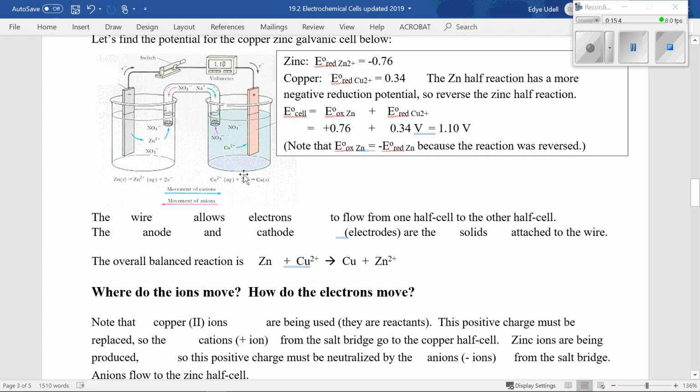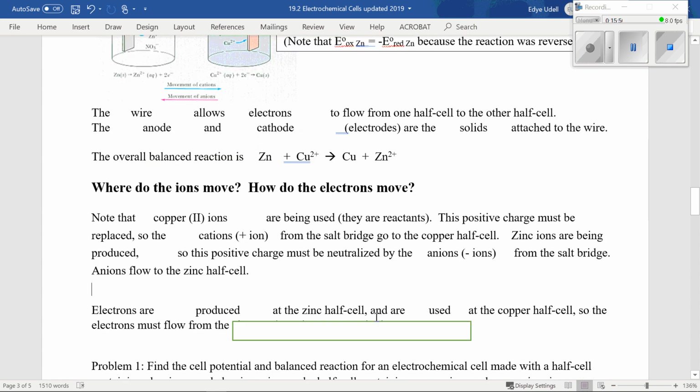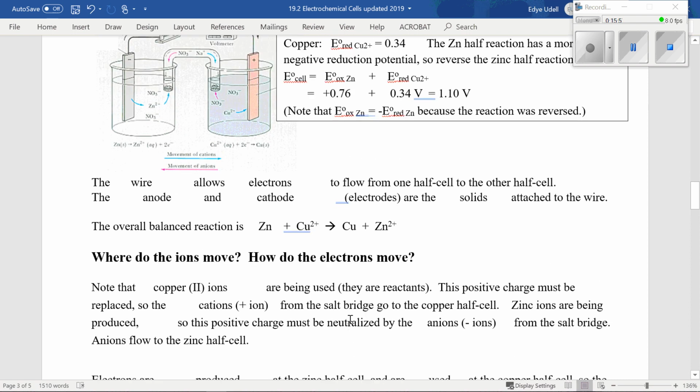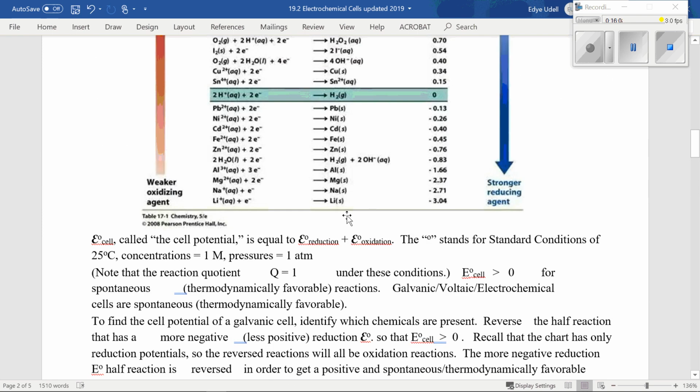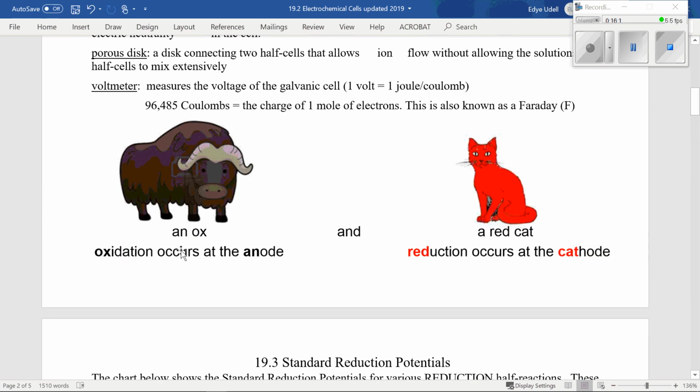Right? We need electrons over here. Electrons are a reactant on this half cell. So electrons are being made here and they're heading over to the other side. So electrons are flowing from the zinc anode to the copper cathode. Now, how did I know that zinc was the anode and copper was the cathode? Let's look at that because we didn't go over that in here. So remember an ox and a red cat. Oxidation at the anode, reduction at the cathode.